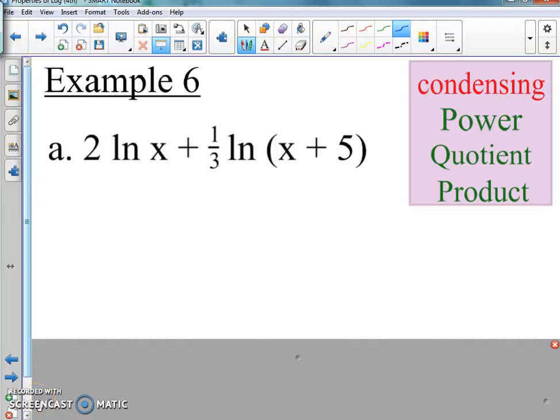We got 1, 2, 3. We know we got victory over math.